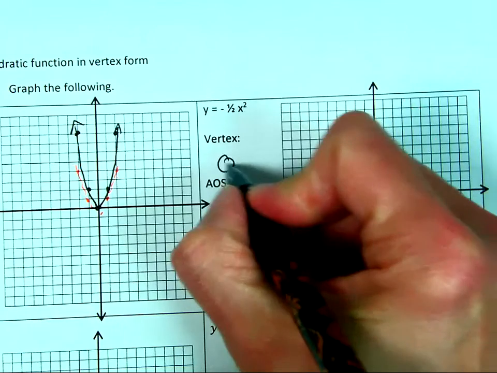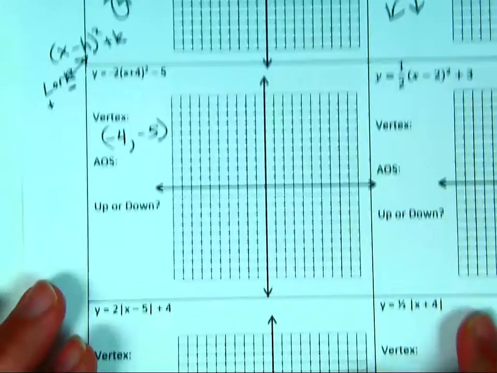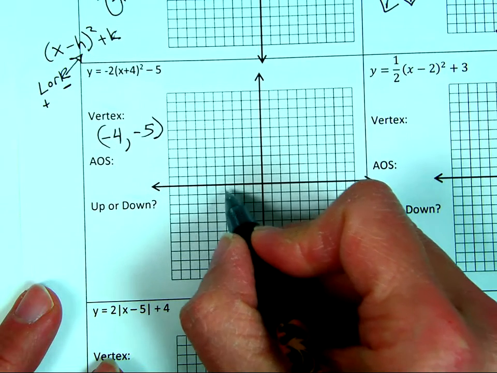Oh, I forgot to do my vertex over here, didn't I? Let me go back and do that real quick. 0, 0, x equals 0. Okay, so I'm going to go ahead and graph that, because that's going to be our new starting point. 1, 2, 3, 4, 1, 2, 3, 4, 5.